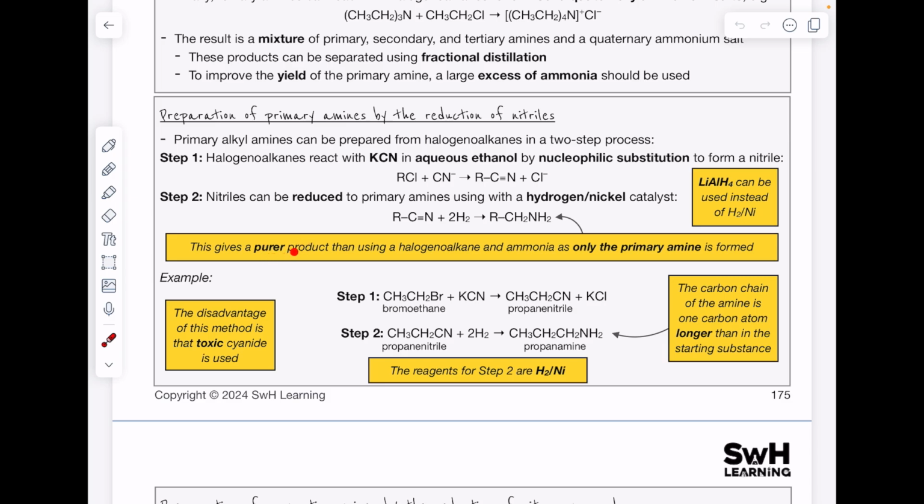This gives a purer product than the halogenoalkane and ammonia method because you're not going to go through the primary, secondary, tertiary amine route. You're only going to produce the primary amine. However, a big disadvantage is that toxic cyanide is used. But look, here's our primary amine being made. Obviously, because of the cyanide containing the carbon, we're going to end up with a carbon chain of the amine where there's 1 extra carbon compared with the starting substance.